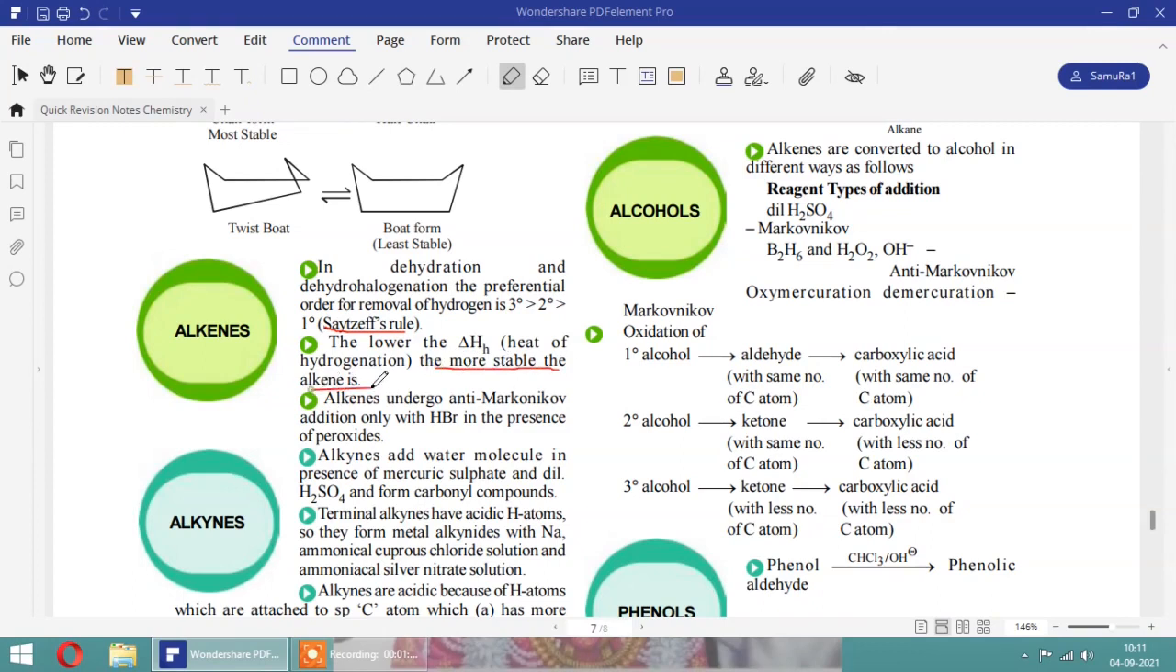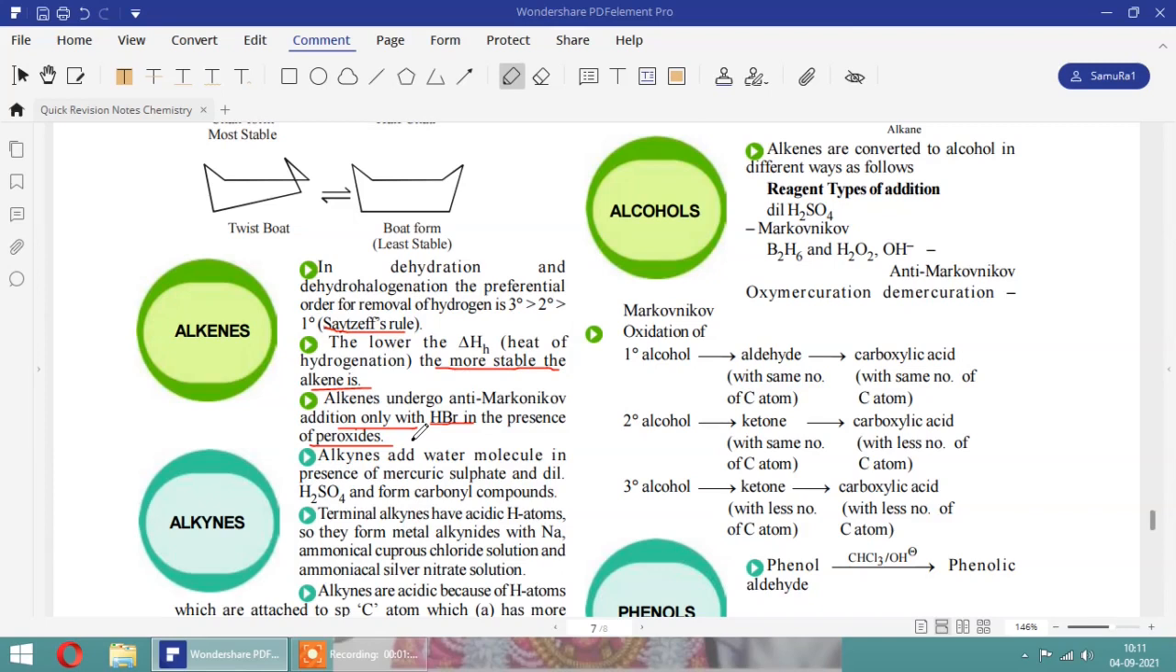Alkenes undergo anti-Markovnikov addition only with HBr in the presence of peroxides. If peroxide is absent, it follows Markovnikov's rule. If peroxide is present, then it follows the anti-Markovnikov rule.